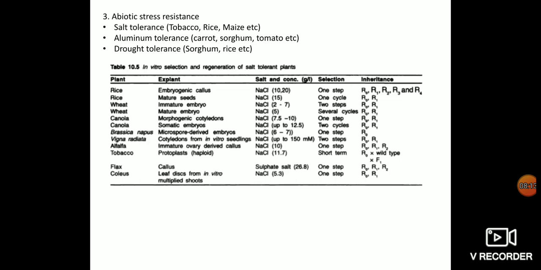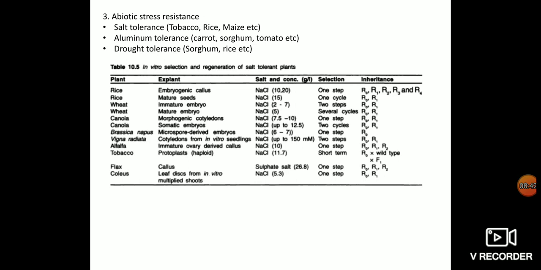Plant tissue culture techniques have been successfully used to obtain salt tolerant cell lines or variants in several plant species such as tobacco, rice, maize, Solanum, sorghum, etc. So it is able to produce different types of plants that are salt tolerant. That is one example which is quoted here.